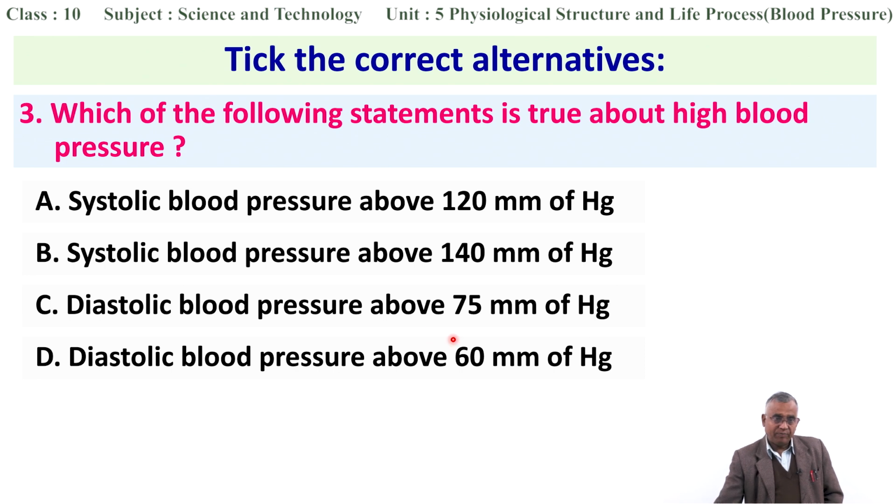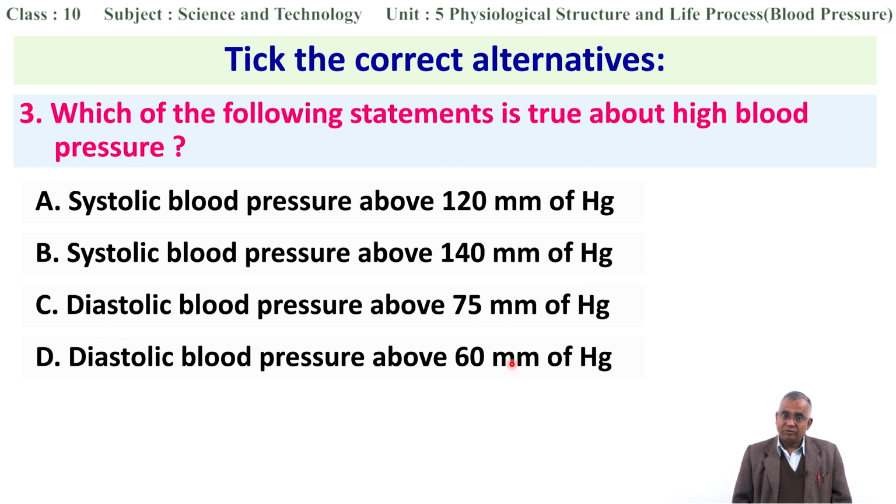Now next one is, which of the following statements is true about high blood pressure? Systolic blood pressure above 120 mm of Hg. Systolic blood pressure above 140 mm of Hg. Diastolic blood pressure above 75 mm of Hg. And diastolic blood pressure above 60 mm of Hg.